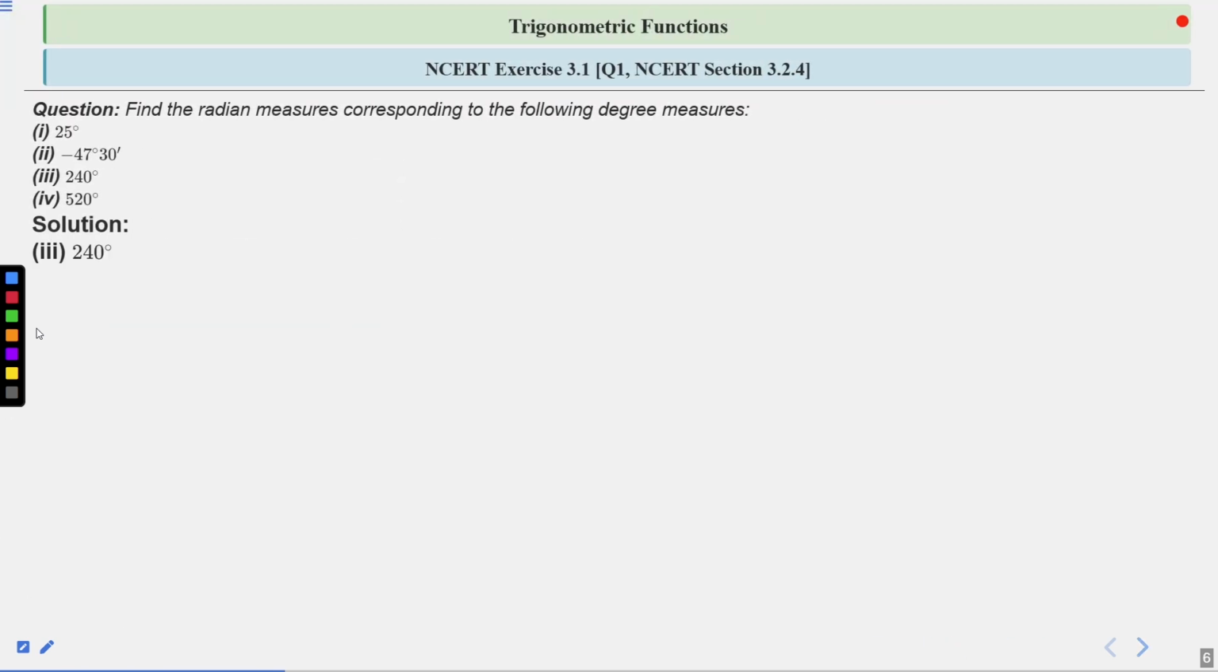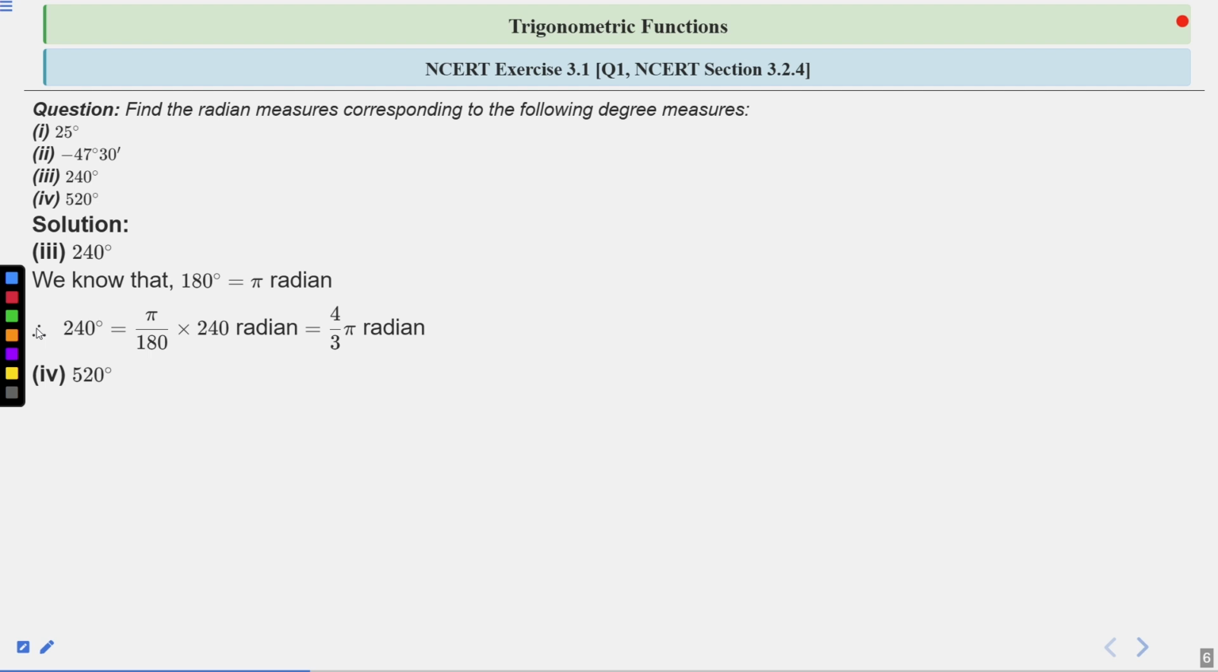So for part 3, which is 240 degree, we know that 180 degree is equal to pi radian. Therefore, 240 degree is equal to pi upon 180 into 240 radian, which is equal to 4 by 3 pi radian.